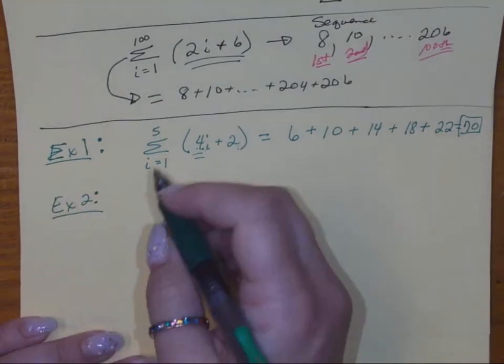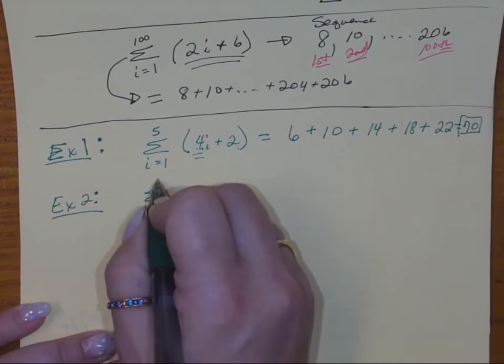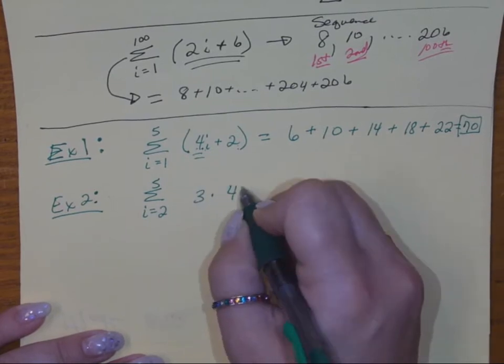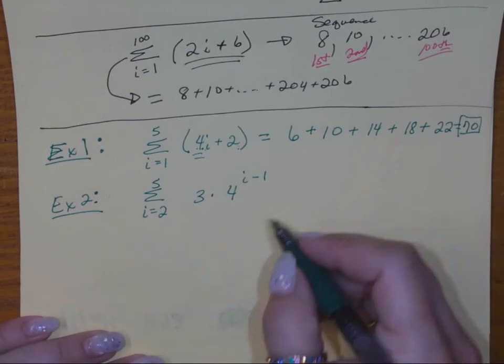All right, example 2. Try this one: the sum from i equals 2 to 5 of 3 times 4 to the i minus 1. Now this one's a little more complicated, so we'll do it together.